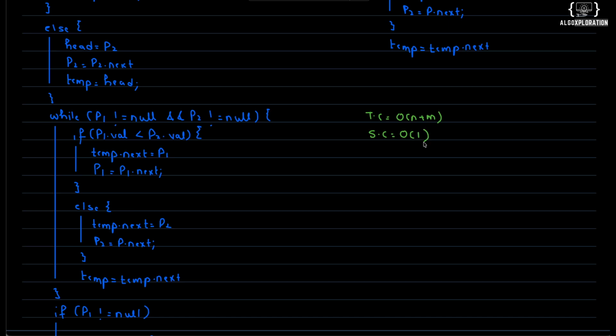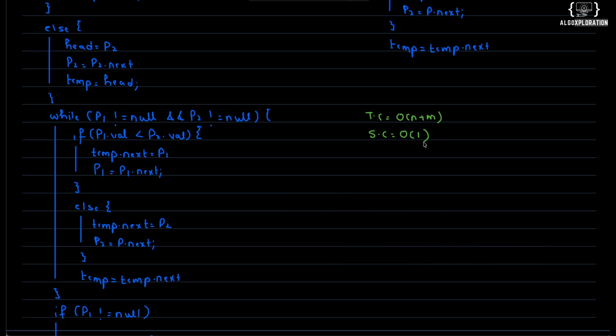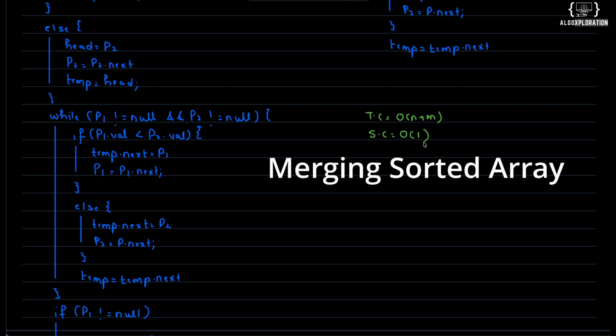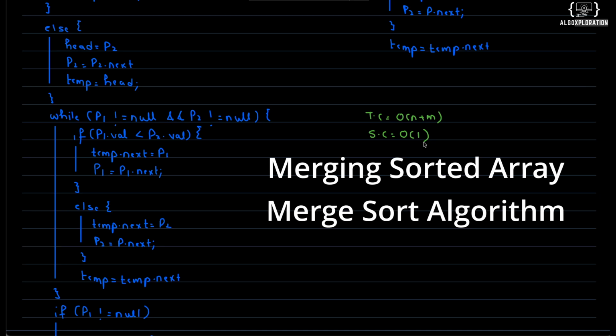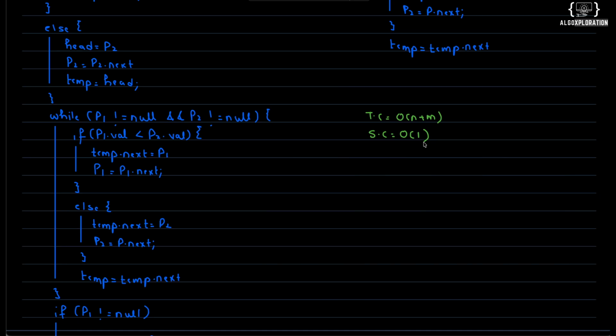So this is the difference between a junior and a senior developer's answer. Now the key insight about this, remember this pattern. When both inputs are in sorted order, you don't need to sort again, just merge them using the two-pointer technique. This same technique works for merging sorted arrays, the merge sort algorithm, as well as finding the median of two sorted arrays. If you master this pattern, you have unlocked multiple problems.